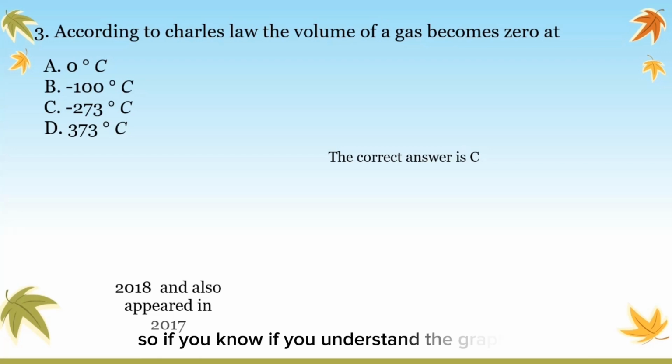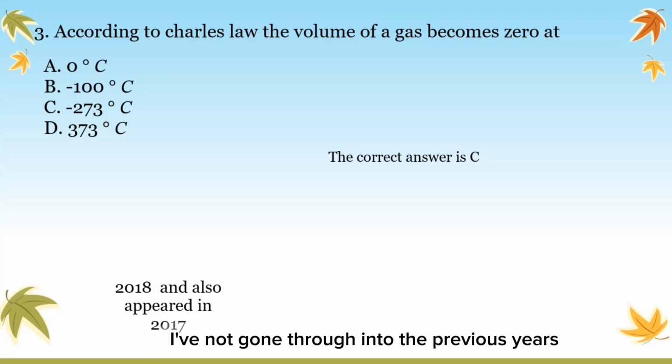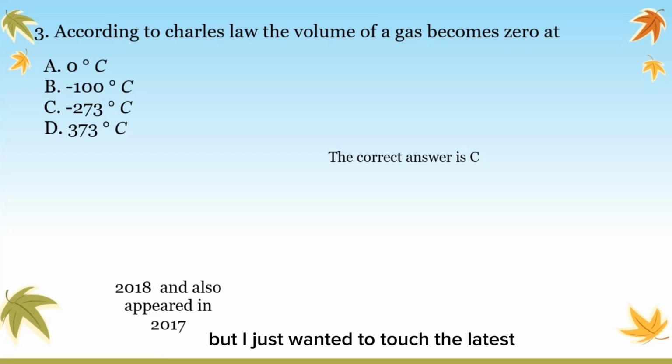So if you understand the graph very well, you can also understand this question. So you don't need calculation for this. And also, this question appeared in 2018 Jamb questions, and also in 2017. So you should take note of it. I have not gone into the previous years, but I just wanted to touch the latest questions concerning Charles' law.